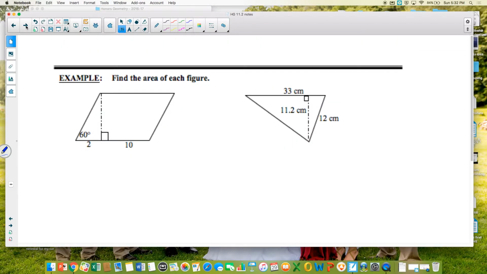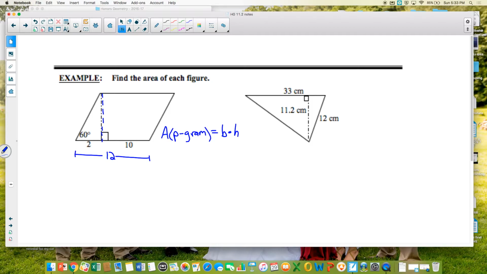Alright, moving on to our examples. We want to find the area of each figure. The figure on the left we'll assume is a parallelogram, and the figure on the right being a triangle. Remember, the area of a parallelogram equals base times height. So in this picture, we can refer to this long side as our base. So our base is equal to 12. 10 plus 2 is 12. We have to find our height. We have to end up finding this dashed line.